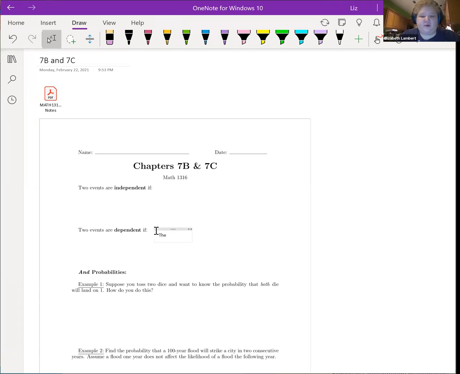So if the results of the first event will impact or change the probability of the second event. And then independent is the opposite. The results of the first will not impact or change it.